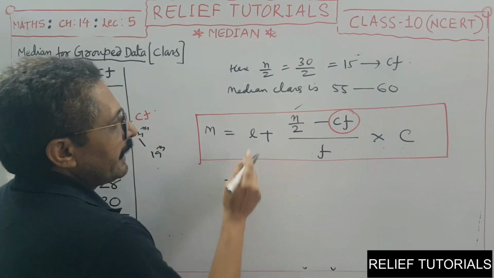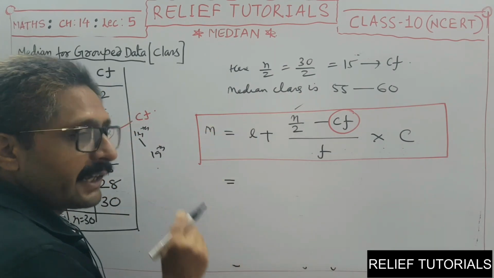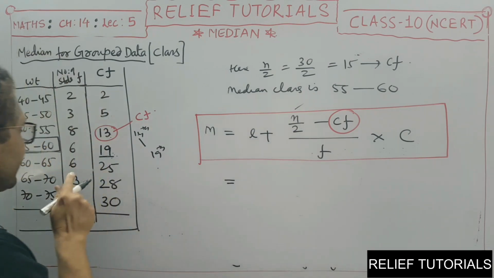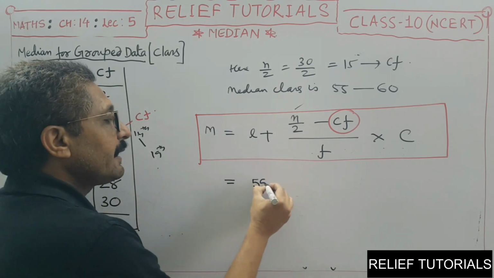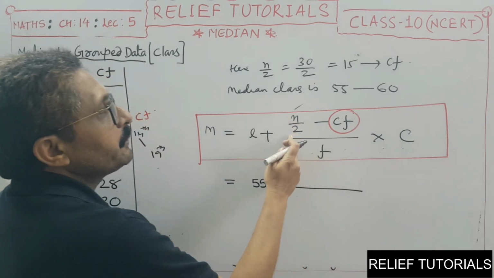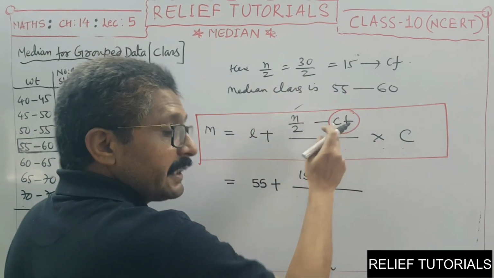Okay. L. So what is lower boundary point? हमेशा याद रखिए while writing L, जब L लिखते हो तो हमें क्लास देखनी चाहिए. ये कंटिन्यूस क्लास है, इसलिए L लोअर लिमिट और बाउंड्री पॉइंट दोनों सेम है. तो L इज इक्वल टू 55 प्लस n by 2. n by 2 कितना है? 15. तो हम लिखेंगे यहाँ 15 माइनस CF.